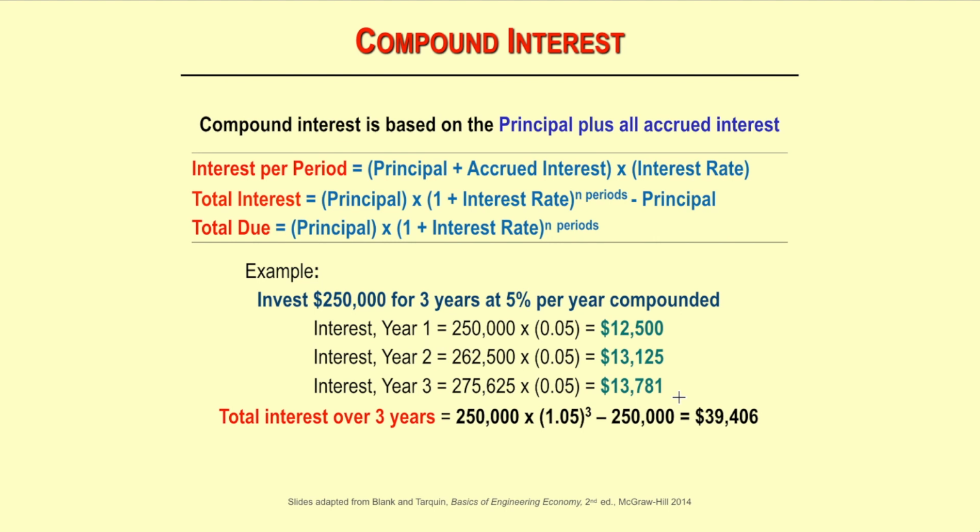So total interest over 3 years then is $39,406. Total due after 3 years is just the total interest over 3 years plus the principal amount, which is $250,000, and that gives you $289,406.